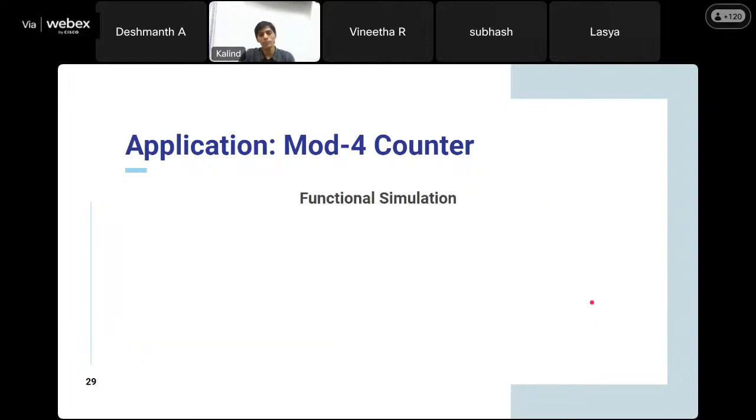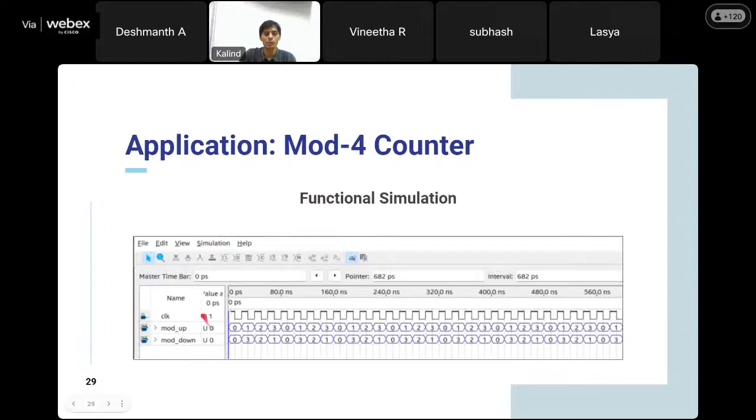Now in the case of functional simulation, this is how it will look like. In the case of mod up, at the positive edge, you can focus over here. At each and every positive edge, you can see the transition in both of the signals, or both of these registers, right? Only at the positive edge, this transition is taking place. This X you can see is nothing but a transition of one particular state of that particular signal.